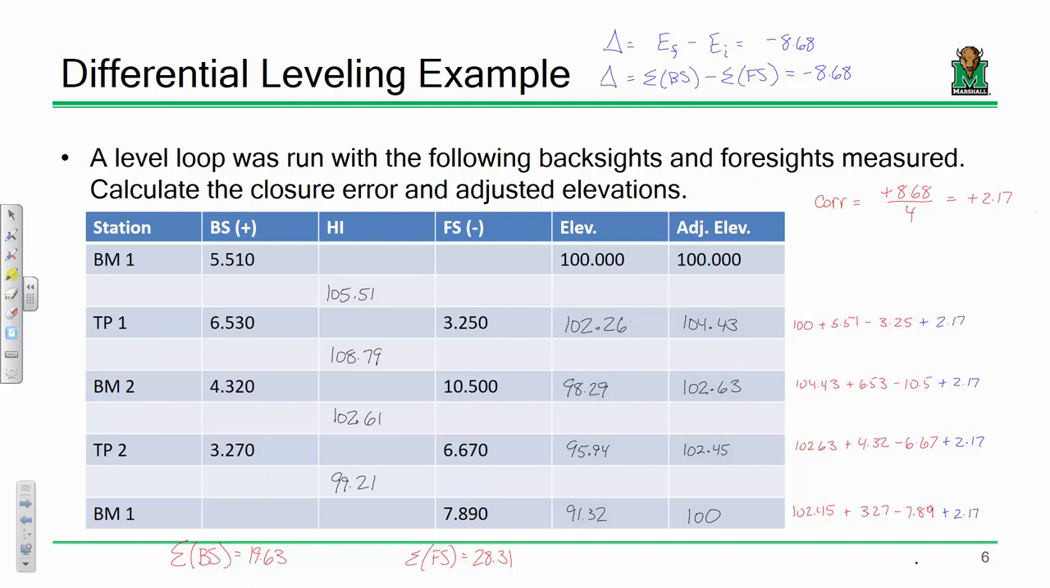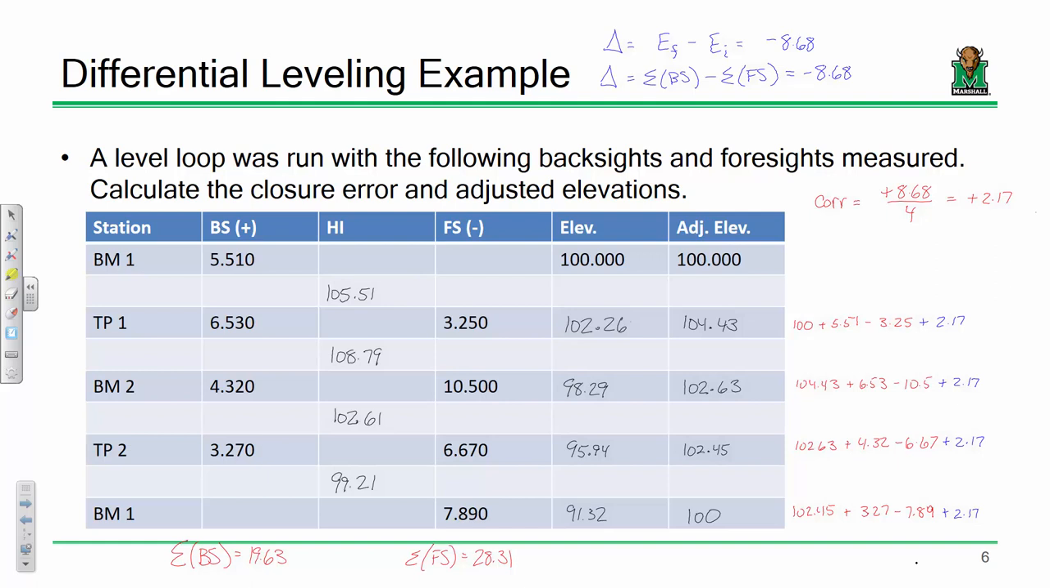So what was your target elevation? Your target elevation is 102.63. Have y'all done that, right? All right. Makes me feel better. All right. Any questions?